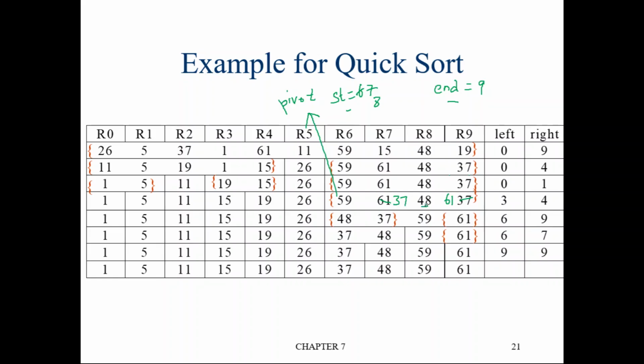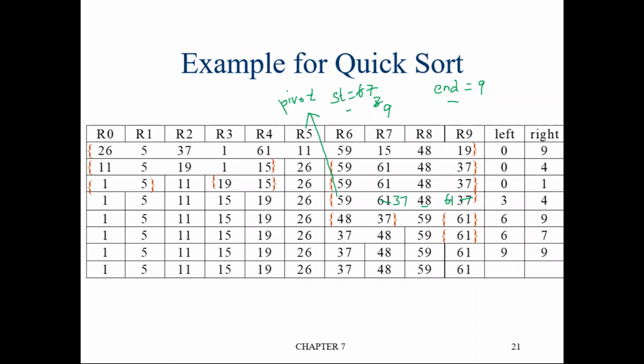Again continue. Is the element at start location less than or equal to pivot element? Yes, 48 is less than 59. So increment start. So start will become 9. Now what is at 9th location? 61. Is it less than pivot element? No, 61 is not less than pivot element, which is 59. So stop the process.